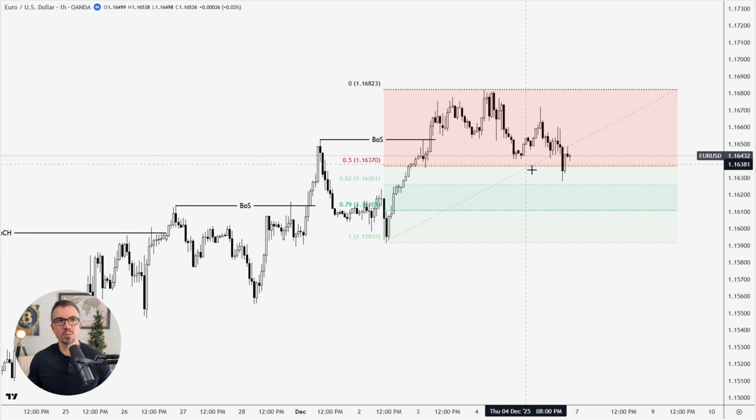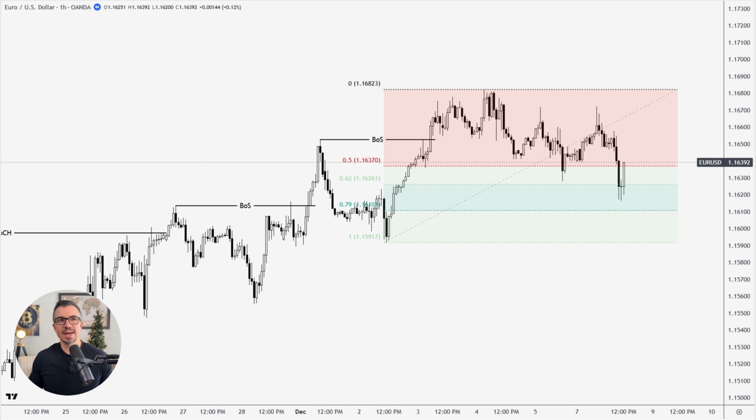Now, full disclosure, there will be cases where you get the market coming down here into discount and not fully hitting your OTE, and you may miss some trades. So that is one caveat here. That is one downside to it. But the benefit to this is that you're going to get a lot more conviction when you do get the market coming down here into that optimal trade entry.